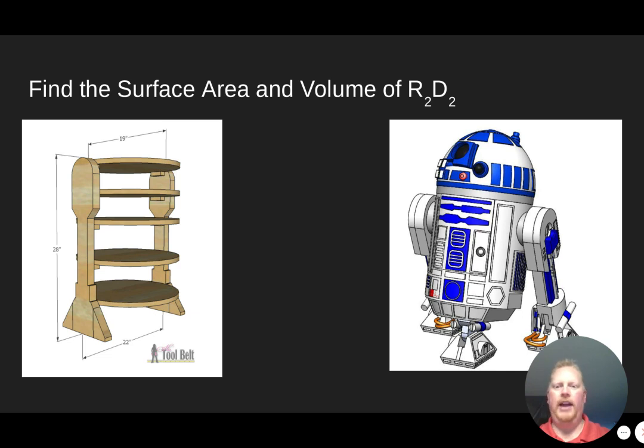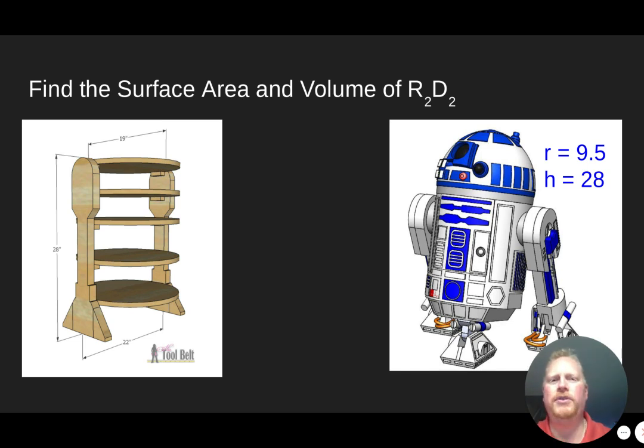What I've done is I've kind of looked up blueprints for an R2D2 model online, and here's what I got. So it looks like the radius, let's see, if the diameter is 19, that means the radius is going to be about 9.5 inches. And then the height would be about 28 inches. Now, I have no idea if those dimensions are accurate to the model that they used on the actual set, but it's what I found online. And everything online is true, right?